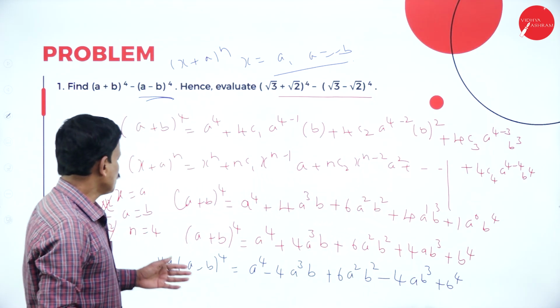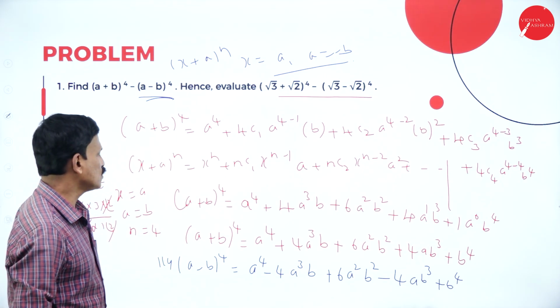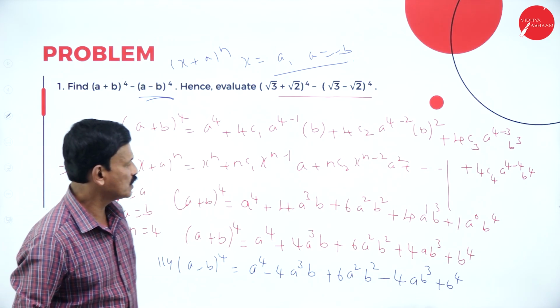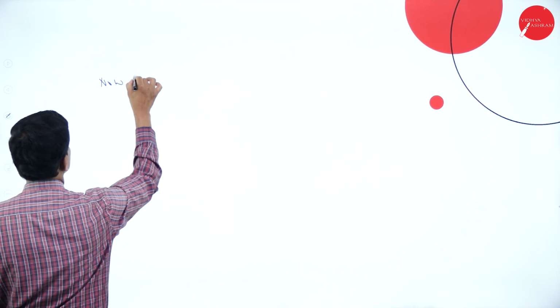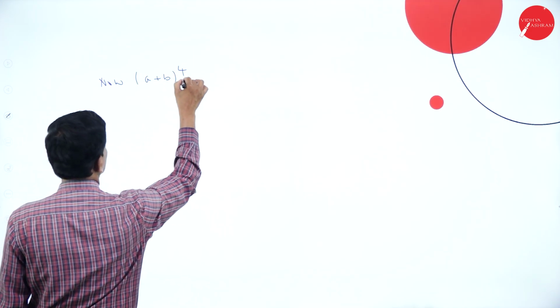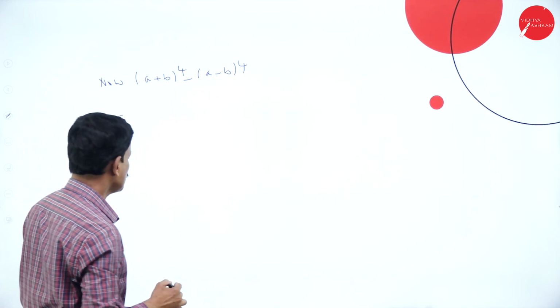So if you simplify, you will get (a minus b) to the power of 4 is a raised to 4 minus 4a cube b plus 6a square b square minus 4a b cube plus b to the power of 4. Now (a plus b) whole to the power of 4 minus (a minus b) whole raised to 4 can be written as, what is a raised to 4?